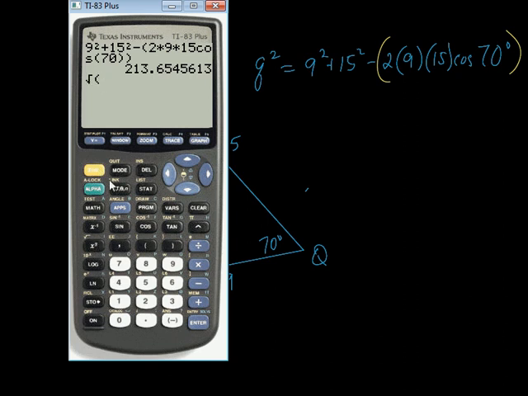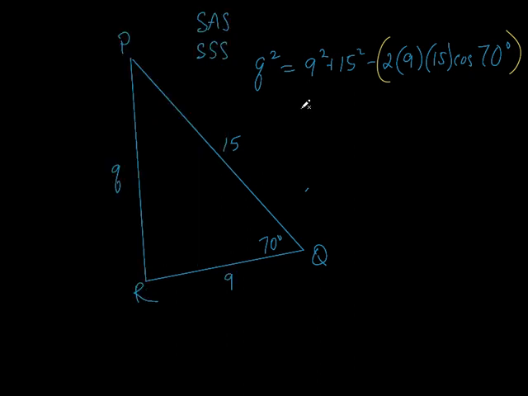Now, on your calculator, if you have a TI-30XA, you get that 213.65 whatever, and then you just hit square root, and you're done. On this one, you've got to do it. Okay. So 14.6. This is a side, so I'm rounding it to 1 decimal. The 1 doesn't round the 6 up, so it is 14.6. So q is 14.6. That's this right here.